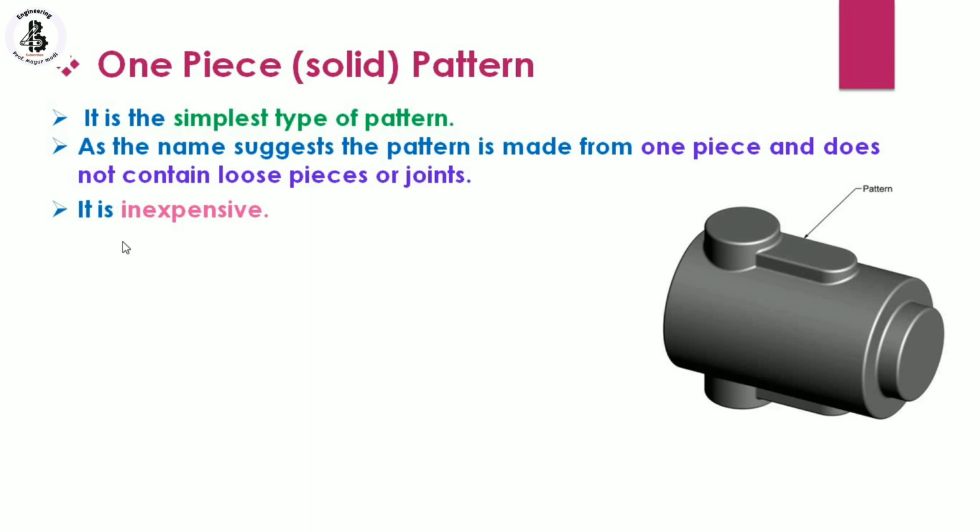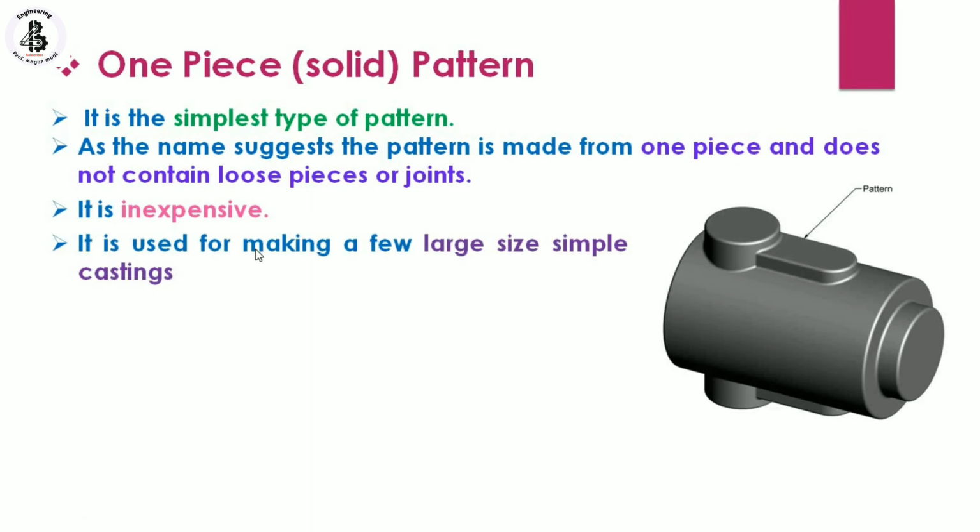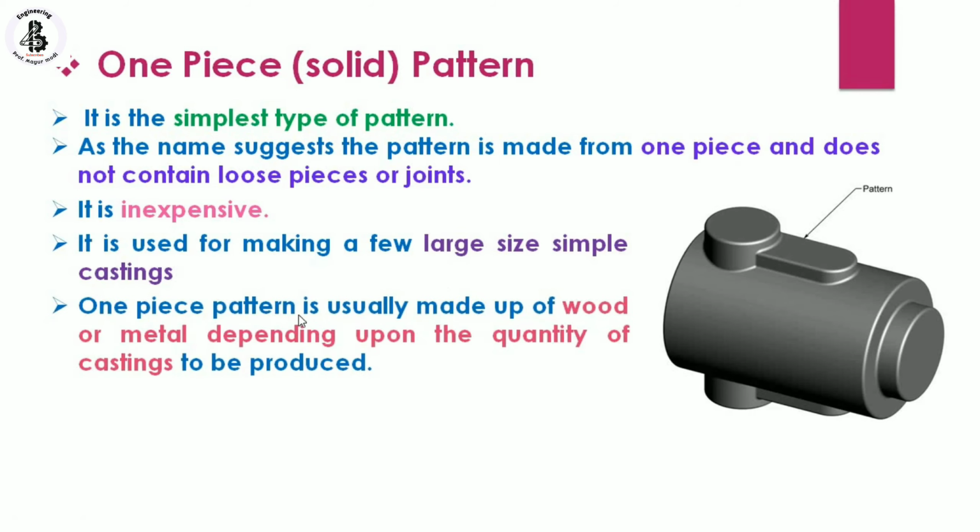It is inexpensive. It is used for making a few large size simple castings. A one piece pattern is usually made of wood or metal, depending upon the quantity to be cast. Whenever there is mass production with large size patterns, metallic material is used as the pattern material. And one more thing, these metallic patterns are made with the help of wooden patterns.